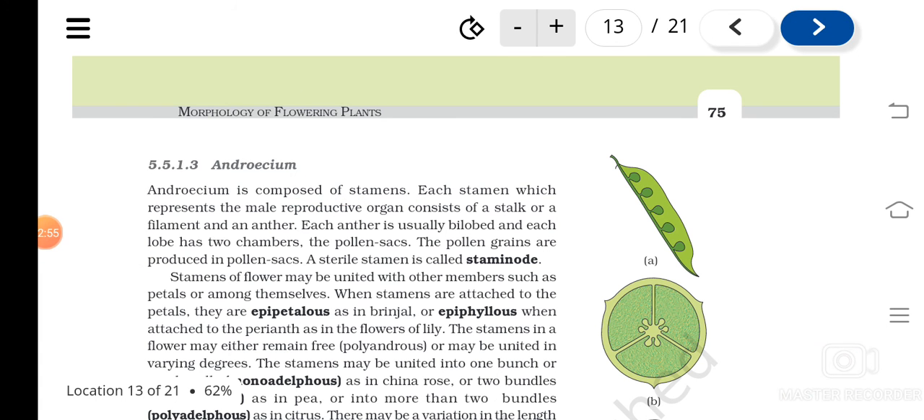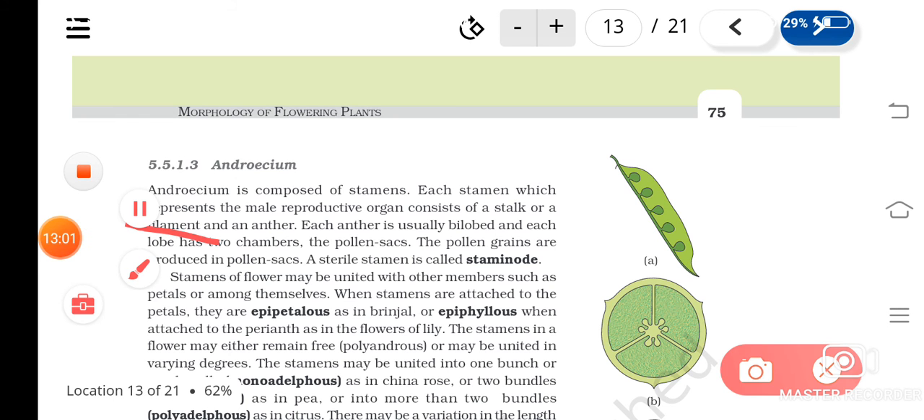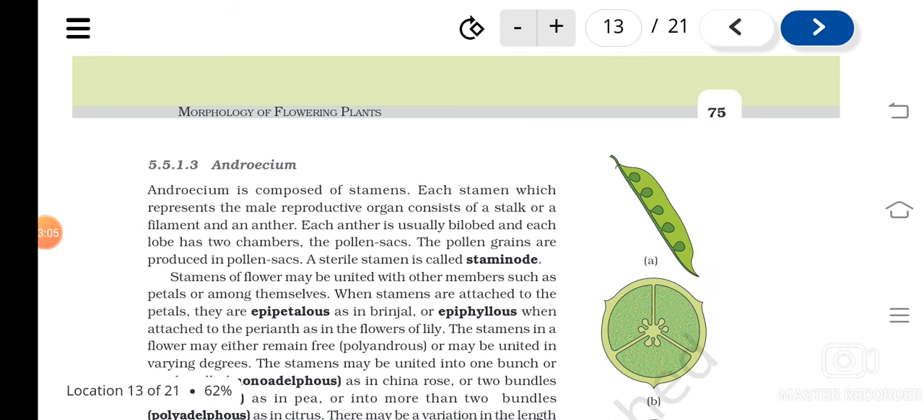Each stamen has a stalk called the filament, and there will be an anther. Each anther is bilobed, meaning two lobes are there, and in each lobe there will be two chambers, or pollen sacs. And inside the pollen sacs, what will be produced? Pollen grains are produced. Understood?